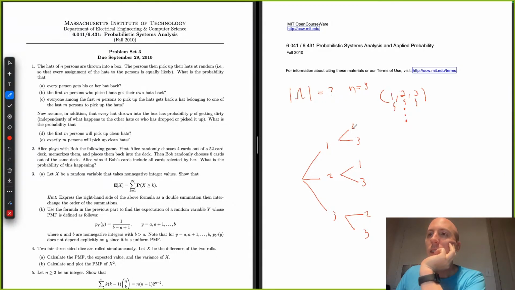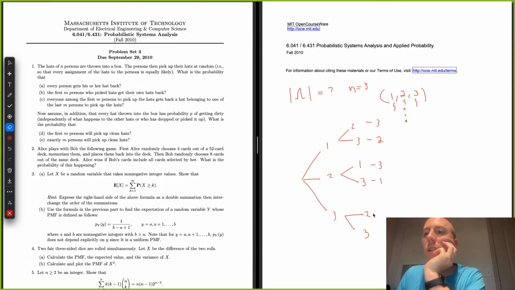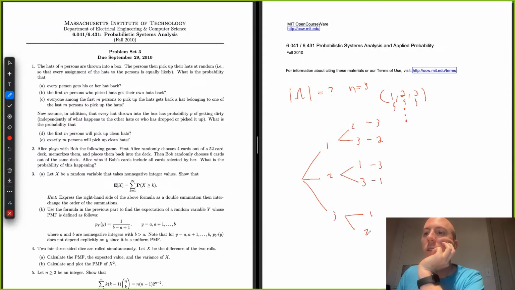Now in this case, we picked hat 1 or 2, they're both gone, so we could only get 3. In this one, we could only get 2. In this one, we could only get 3. Only get 1 here. 3, 2, 1. Oh, I messed up on this last one, I guess. 3, 1, and 2. So here, 3 and 1 are gone, so we can only get 2. 3 and 2 are gone, so we can only get 1.